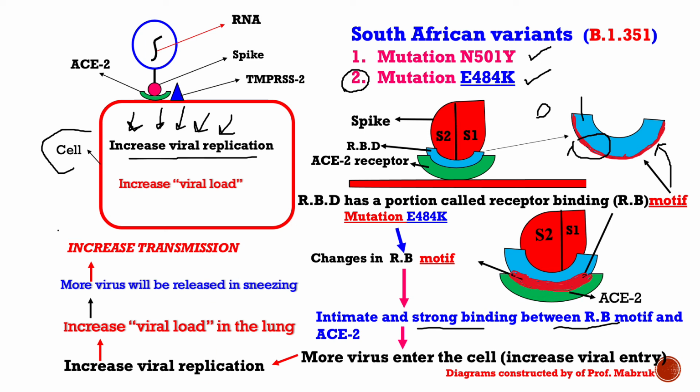So you can see how a mutation resulted in an increase in the transmission of the coronavirus COVID-19. So a mutation in the spike protein resulted in more transmission of the coronavirus COVID-19 as I have described.